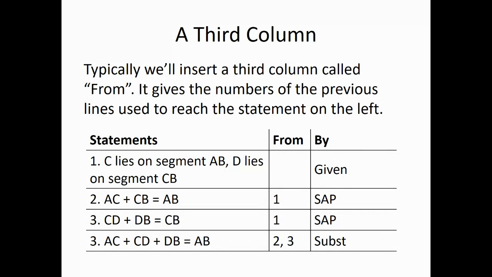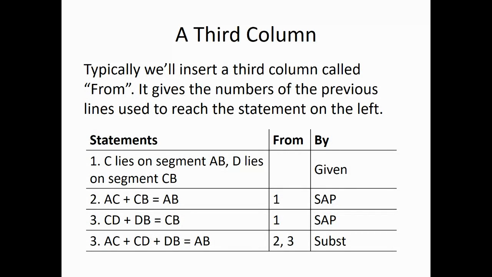Typically, not in all cases, but typically we'll insert a third column because I find it helpful to do so. And that third column will be the from column. And the from column consists of numbers of previous lines to which our definition or postulate was applied to give us the new line. So let's look at some examples.